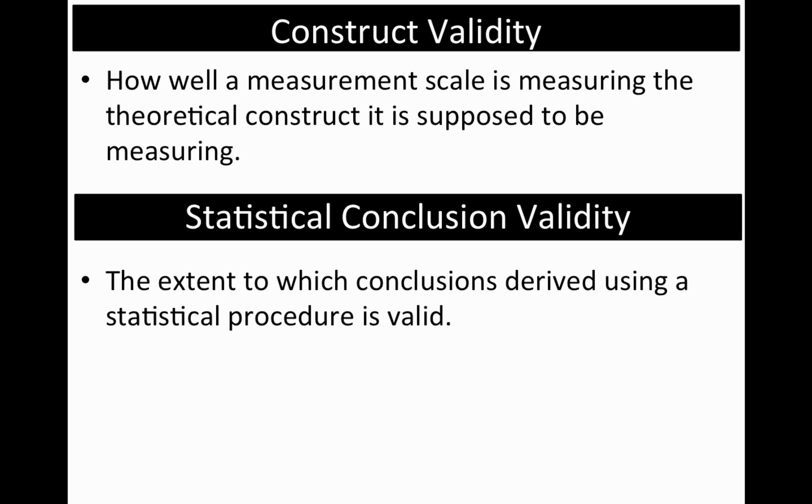Construct validity examines how well a given measurement scale is measuring the theoretical construct that it is expected to measure. Many constructs used in social science are difficult to define, much less measure. Statistical conclusion validity refers to the extent to which conclusions derived using a statistical procedure are valid. For example, it examines whether the right statistical method was used for hypothesis testing, whether the variables used meet the assumptions of that test, and so forth.